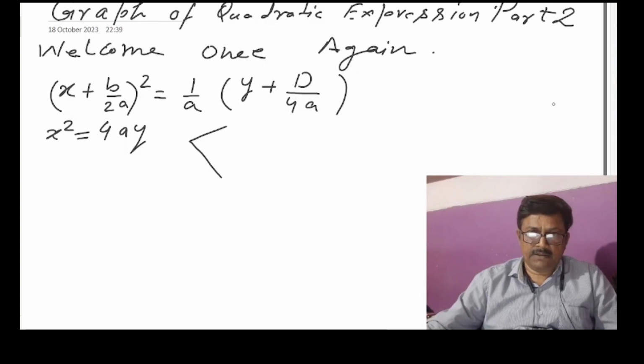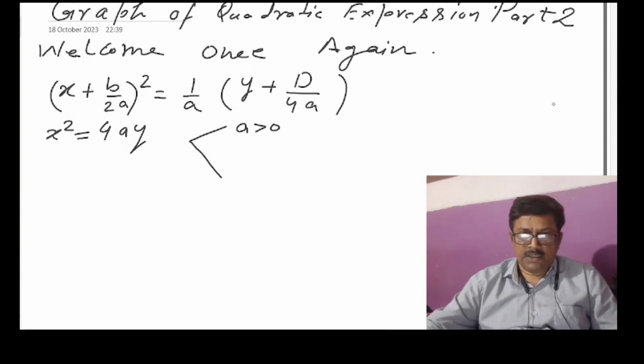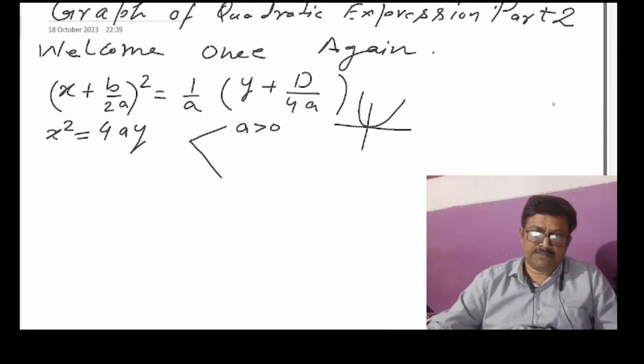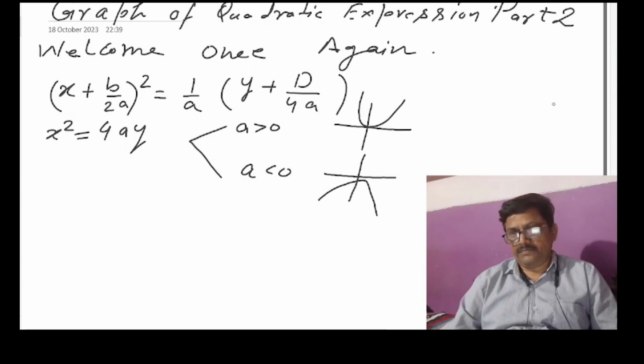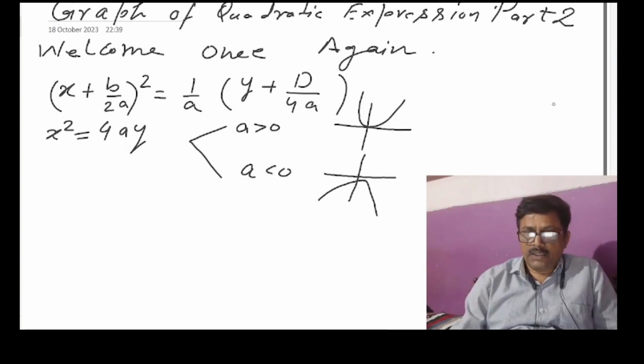If this a is positive, the graph of the parabola opens upward, and if this a is negative, the graph of the parabola opens downward.